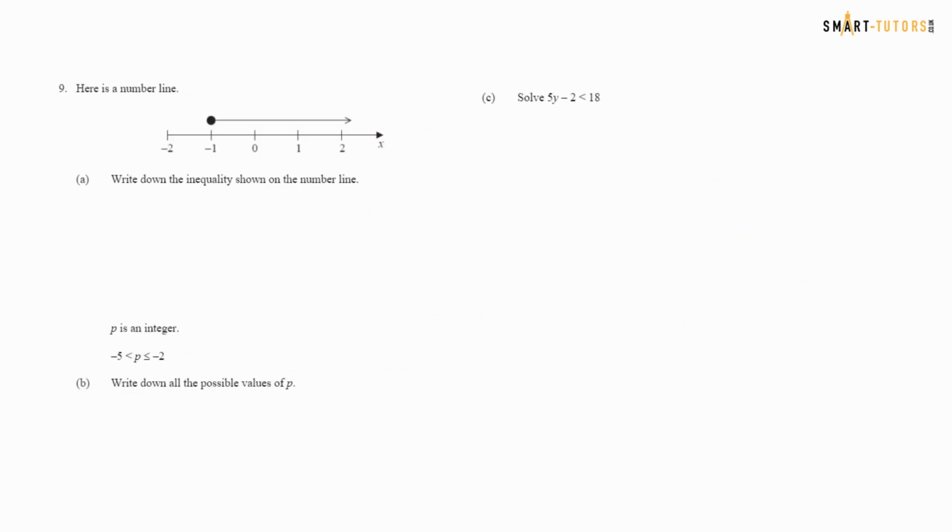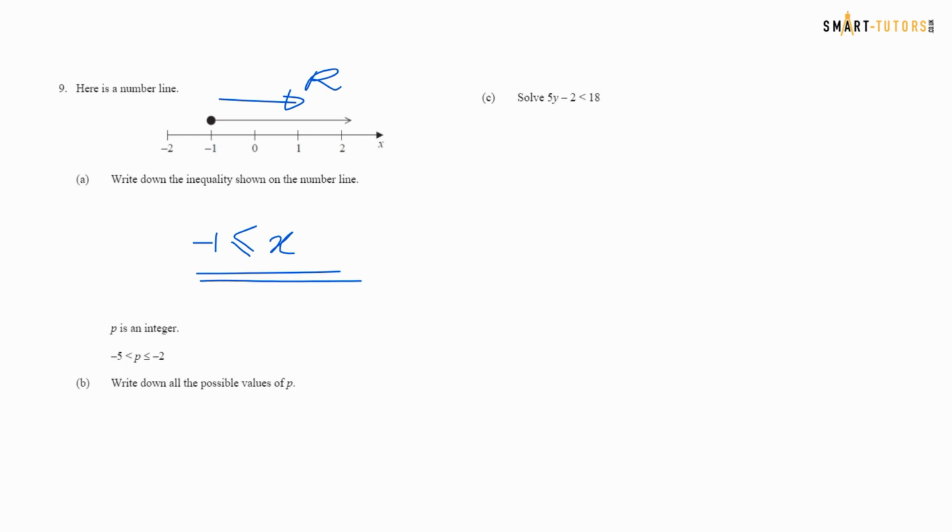Question number 9. Here is the number line, and write down the inequality. So we already know how to do this one. X is minus 1. X is greater than or equal. Always the right hand side is greater, the left hand side is less. That is the answer for the A part.